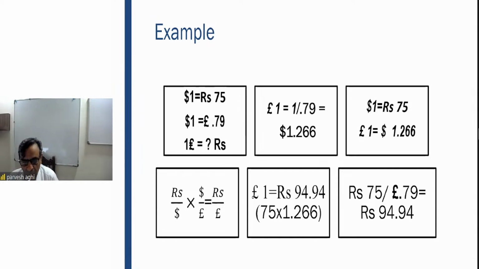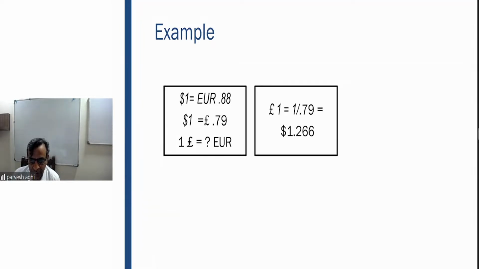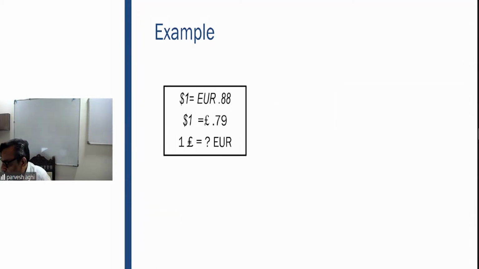Now, some people can make a mistake. Instead of dividing 75 by 0.79, they can do the reverse of it, 0.79 divided by 75. So you will get an indirect quote of pound. So you have to convert that into a direct quote. So that is the only thing that we'll understand. We'll do some more questions so that you understand this also later on. So now just look at this question and solve this.